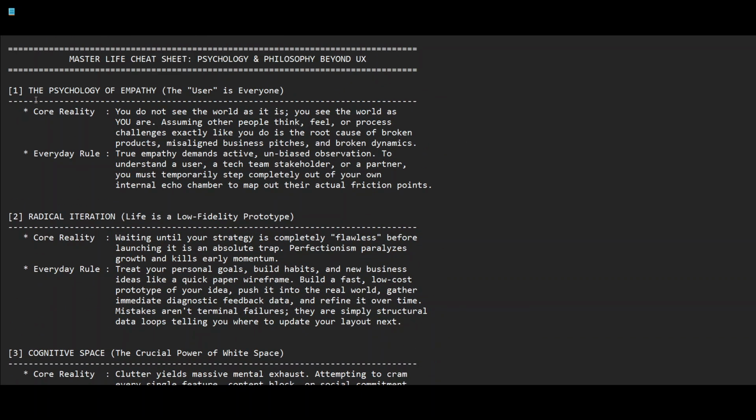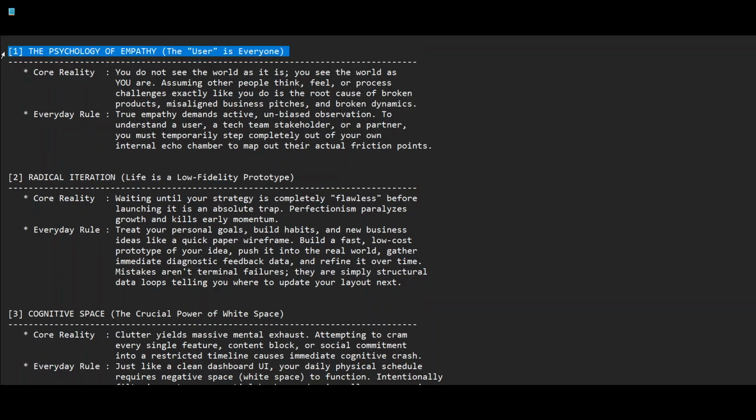Oh yeah, let's start with the first thing. The psychology of empathy. The user is everyone. What is the reality? You do not see the world as it is. You see the world as you are, as your mindset is, as you think.